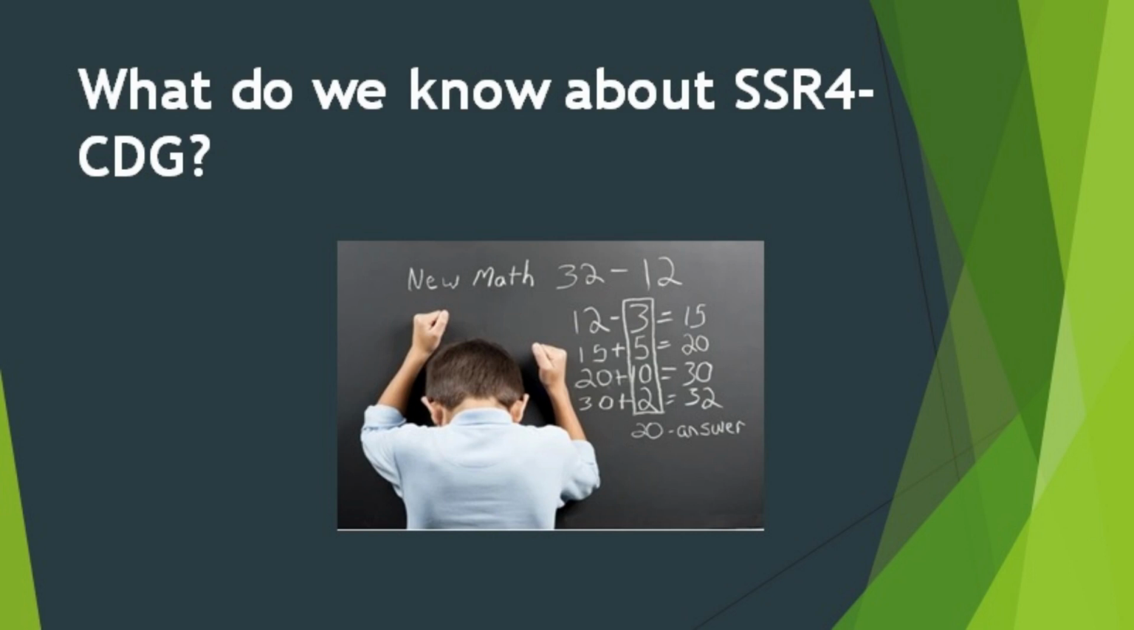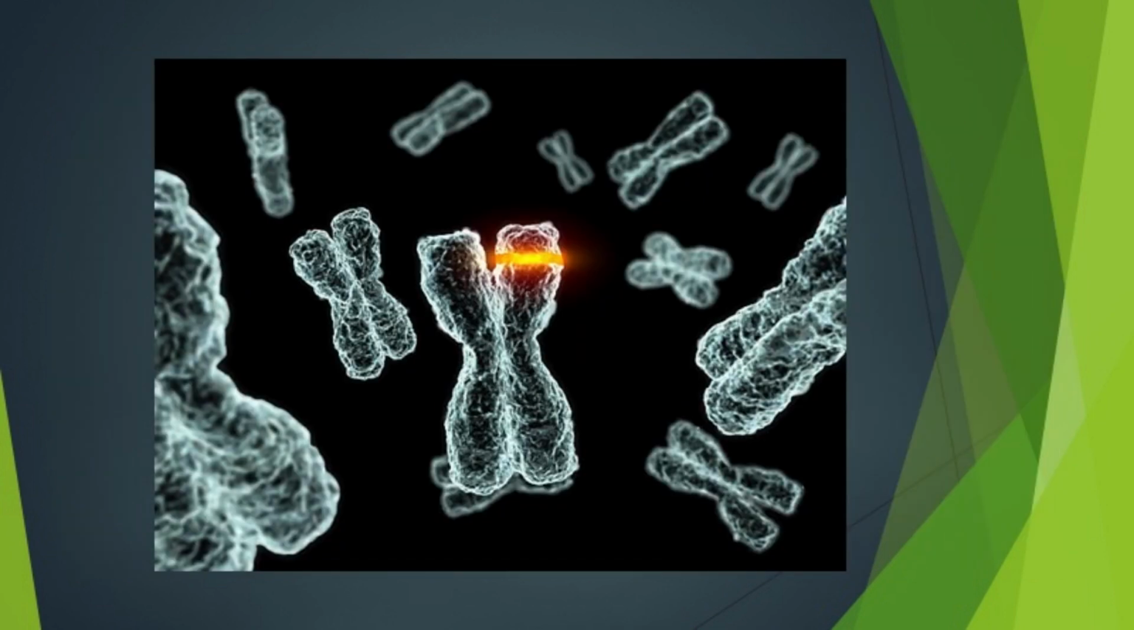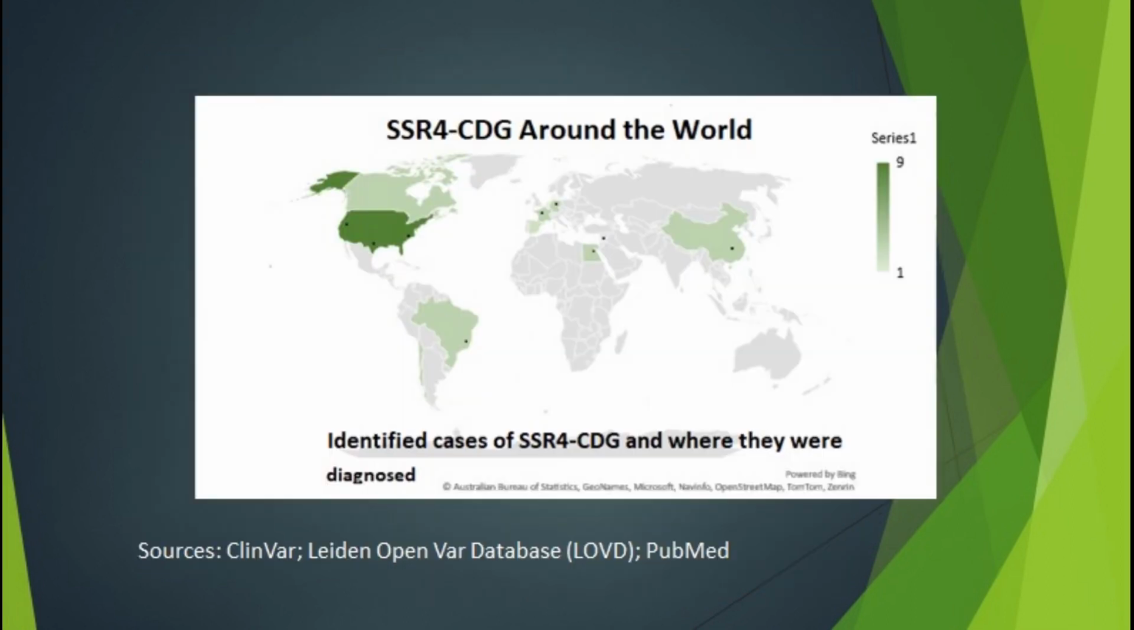How does this happen in SSR4 CDG? Unlike most types of CDG, most SSR4 cases reported so far are due to a de novo mutation. That is, the mutation occurs spontaneously in the patient. In this case, the mutation is not inherited from the parents and occurs during embryonic development. As the SSR4 gene is located on the X chromosome, SSR4 CDG is an X-linked recessive disorder, and all males have only one copy of the defective gene. Female carriers of the defective gene can also show mild symptoms associated with SSR4 CDG.